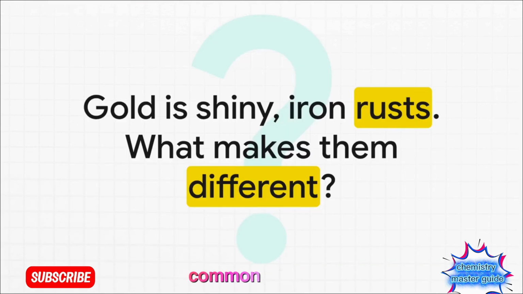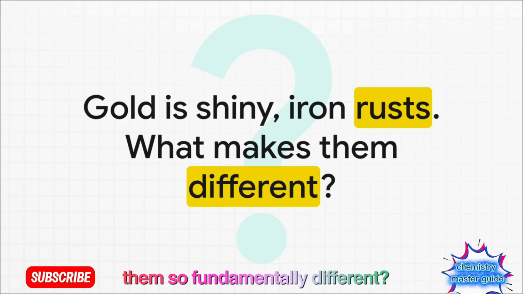Okay, let's ground this in reality for a second. Think about two super common metals, like gold and iron. Gold is shiny, it's completely unreactive, and it'll stay pristine for millennia. But iron easily rusts away into these flaky orange pieces. So what makes them so fundamentally different? Well, the answer actually lies entirely in the invisible, microscopic particles making up those materials.